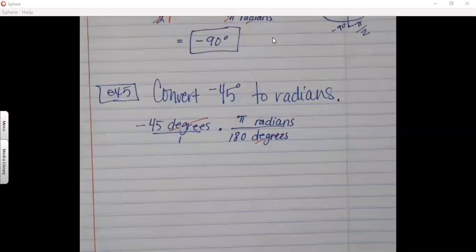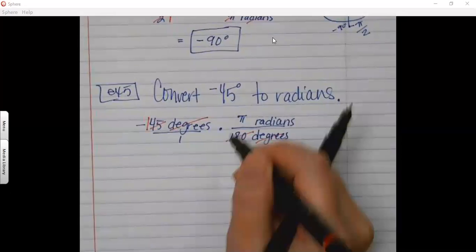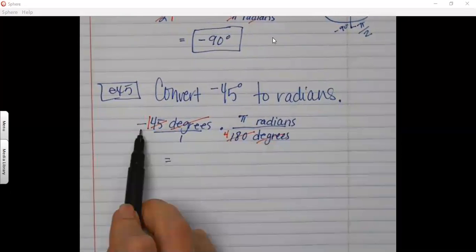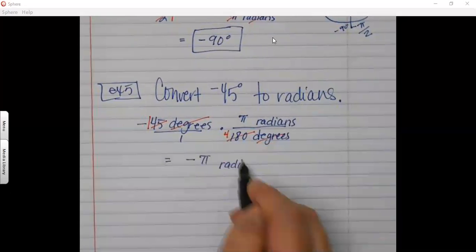So when I multiply in my numerator, I have negative 1 times pi radians, so that would just be negative pi radians. And in the denominator, 1 times 4 is 4. Negative pi fourths radians. Everybody cool with that?